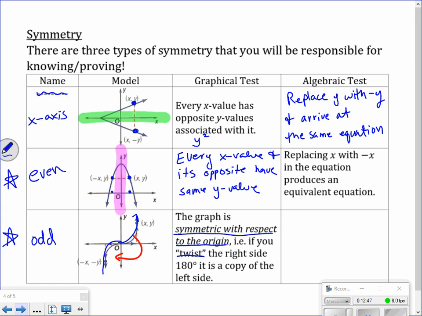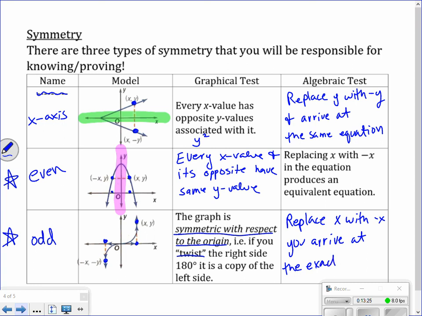Okay, so that one, the algebraic test is this. If you plug in a number and get an answer, if you plug in the opposite number, you get the opposite answer. So that's it. All right. So if you replace x with negative x, you arrive at the exact opposite expression.